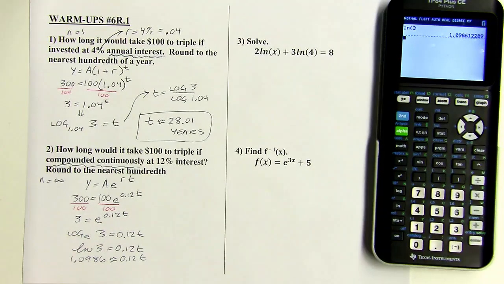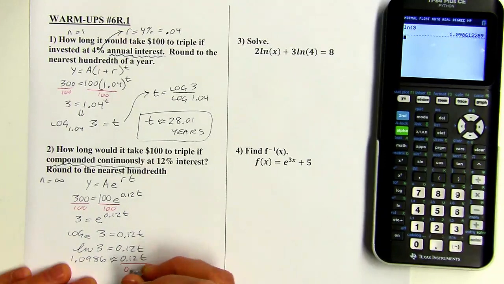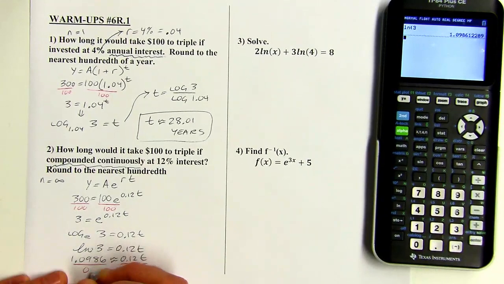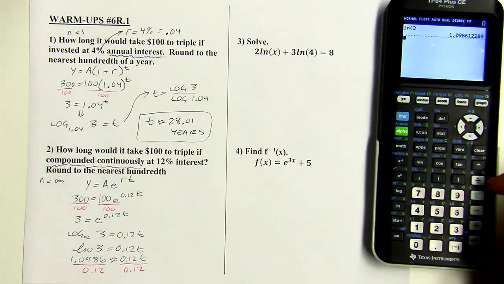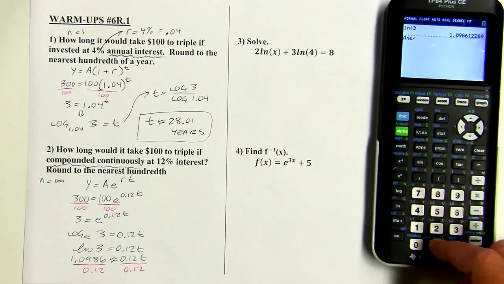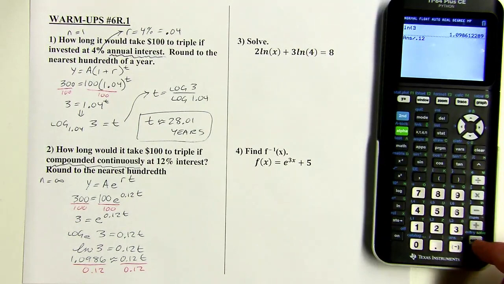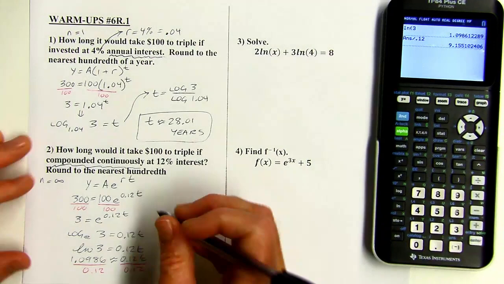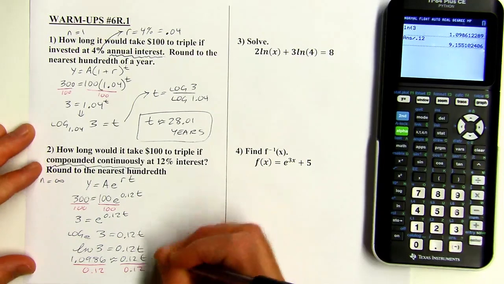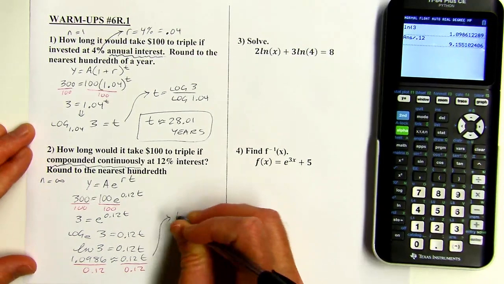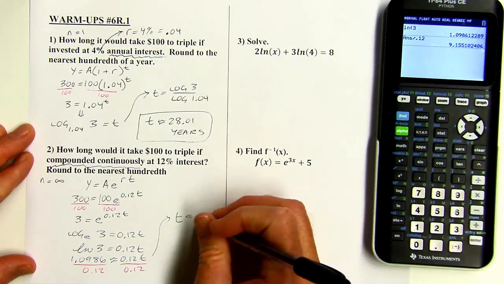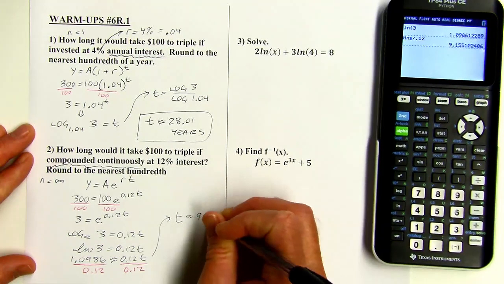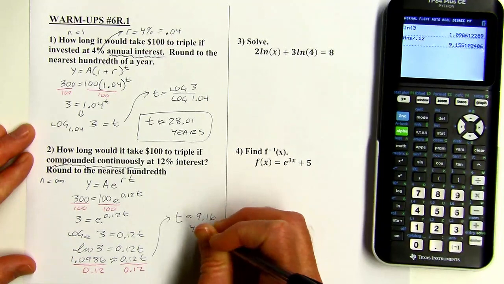And then I'm going to divide by 0.12. Okay, so I'm going to use this whole decimal, even though I didn't write the whole thing down. I'm going to divide that by 0.12. It's good to try not to round as you go. So now I'm going to round my answer. The time would be about 9.16 if I'm going to the nearest hundredth. It's that many years.